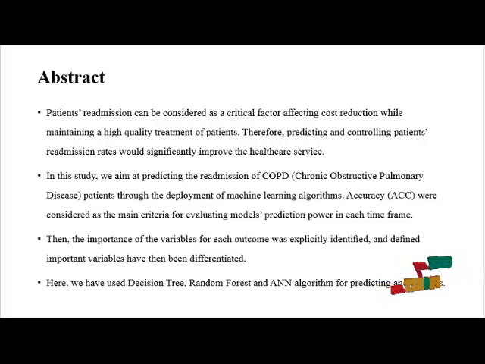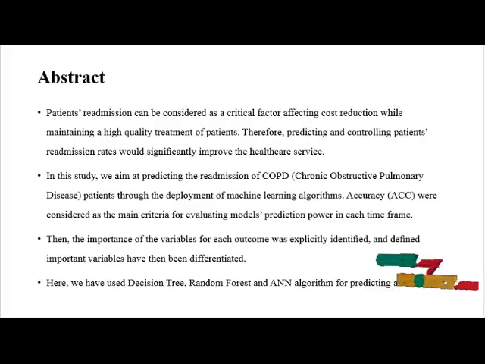In this study, we aim at predicting the readmission of chronic obstructive pulmonary disease patients through deployment of machine learning algorithms. Accuracy was considered as the main criterion for evaluating the model's prediction power in each time frame. Then the importance of variables for each outcome was explicitly identified, and the important variables were differentiated.